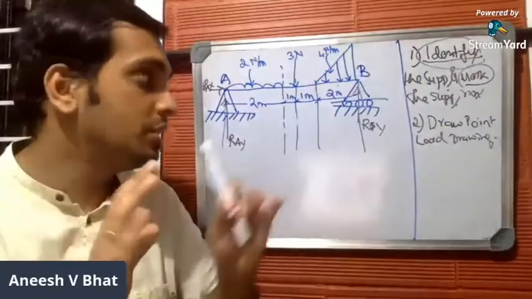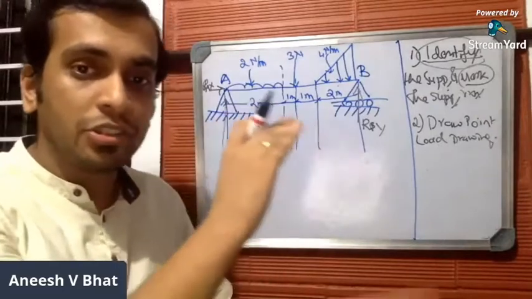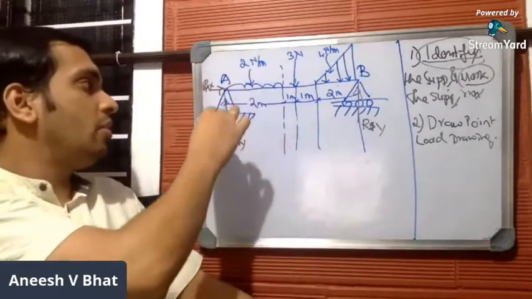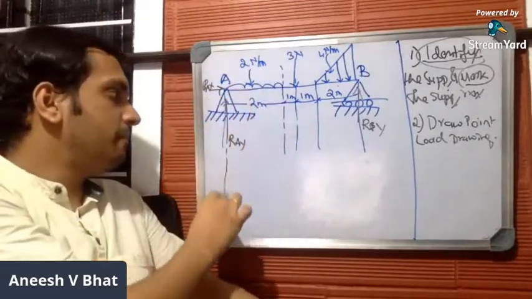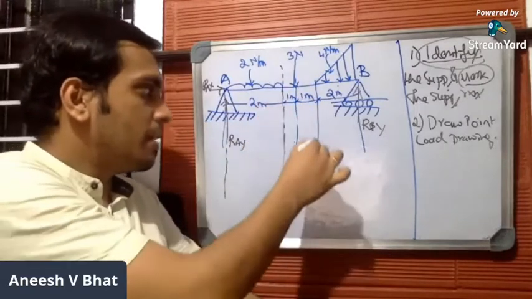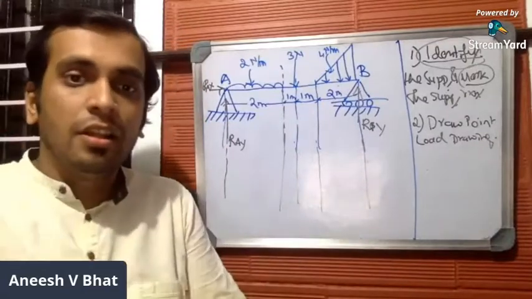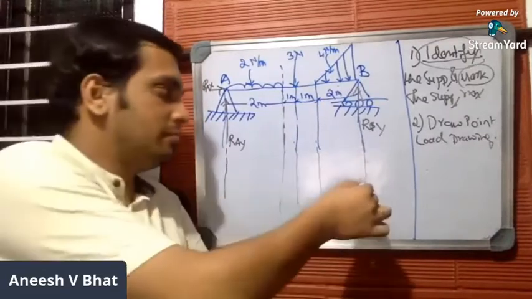How to do this is the question now. In step number two, you'll be drawing the point load drawing. So extend all of these lines: extend A, extend this particular line, extend this line, and this line. Reproduce the beam again.